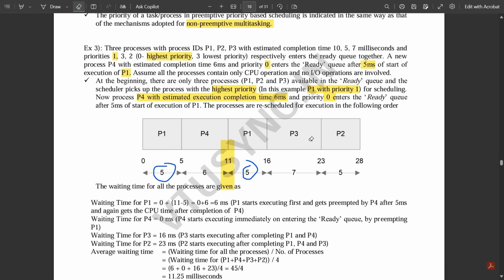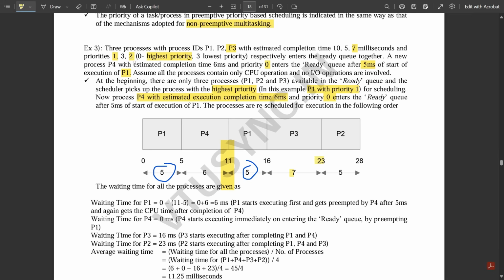Now next is P3, because based on the priority, P3's priority is 2, right? Since they have given in the bracket 0 as the highest and 3 as the lowest, after 1 the next we should be considering 2. Okay, so that's why P3 is selected, and it would be completing its time up to 7 milliseconds. So that's why 16 plus 7 is 23.